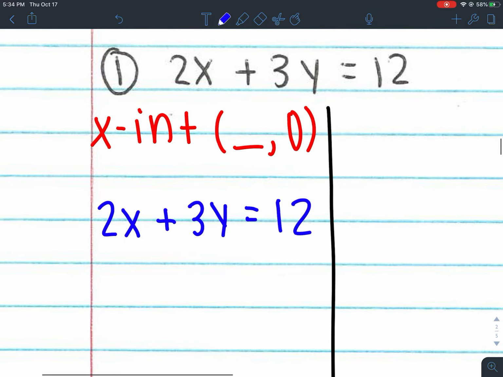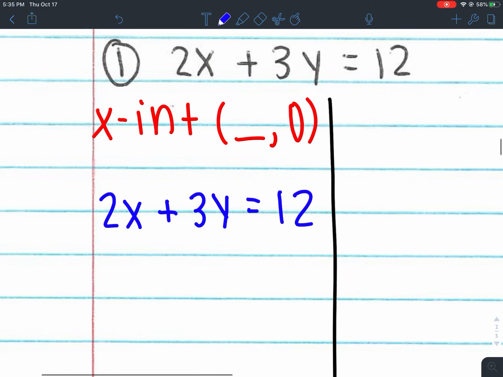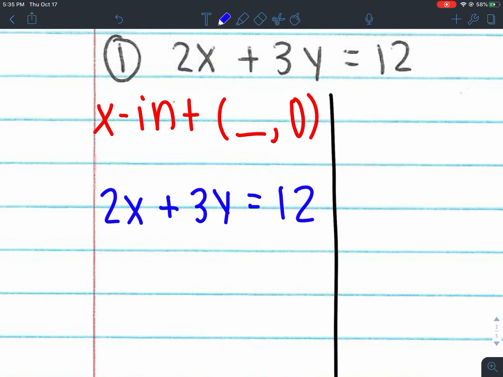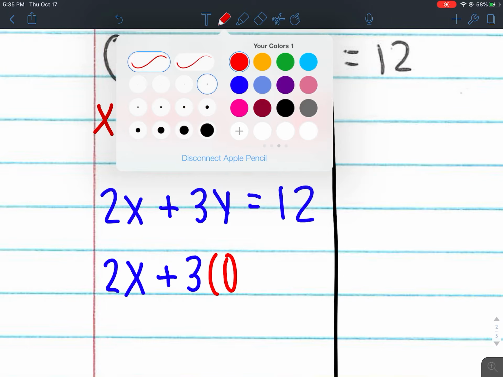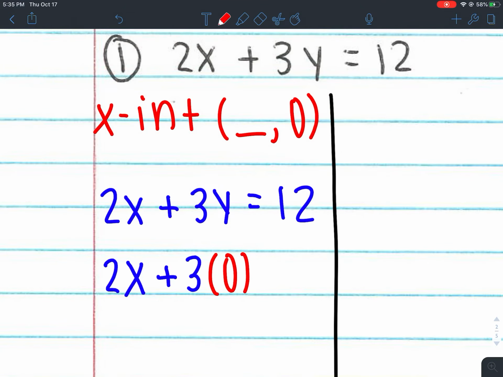Well, what's my next step here? Well, I know an x-intercept always has a 0 in for what? It always has a 0 in for y. No matter what, an x-intercept is number, comma, 0, and the 0 is always in for y. So I'm going to plug in that 0 for the y value. So I'll have 2x plus 3 times 0, because anytime I plug in, I always want to use parentheses, equals 12.